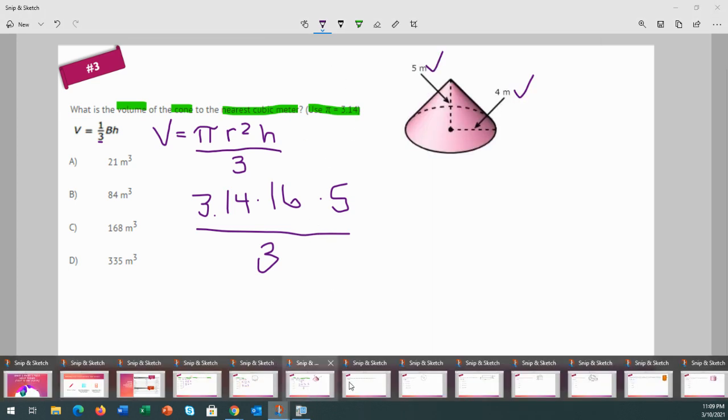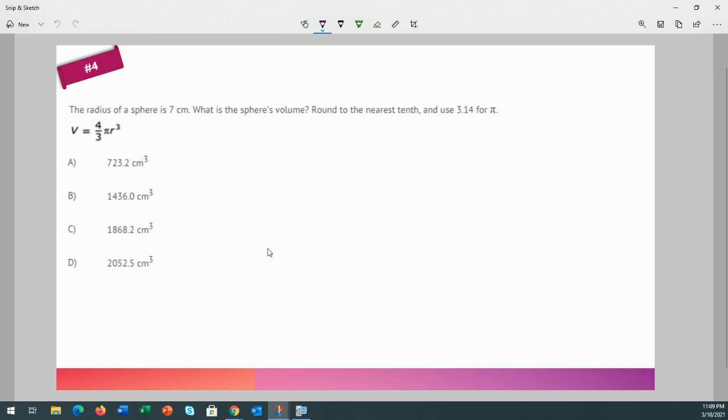All right, let's hop ahead to number 4. Uh-oh, Deadpool special, no picture. We're okay with that though. Deadpool's angry, we're not angry. Okay, so they're telling us that the radius of a sphere, so a sphere, like a baseball, right, is 7 centimeters, a tiny baseball. What is that sphere's volume? Round to the nearest tenth, and use 3.14 for pi. So there's no guessing what to do about pi. They're telling us so far.